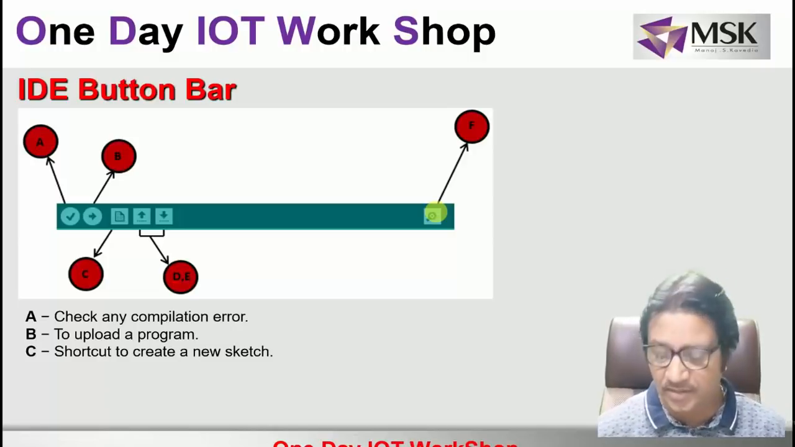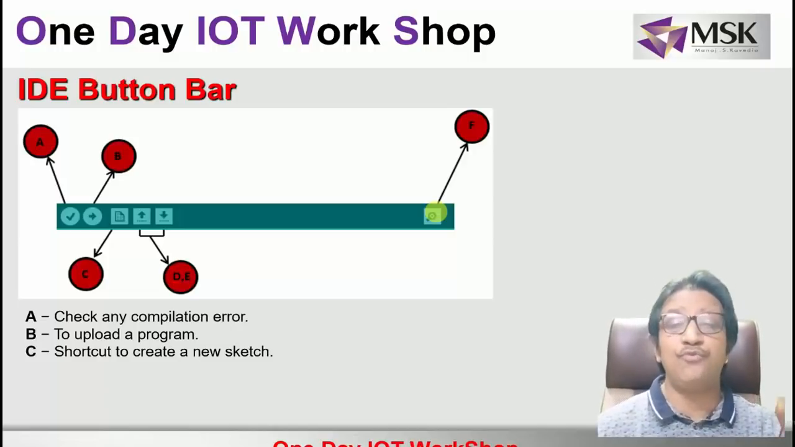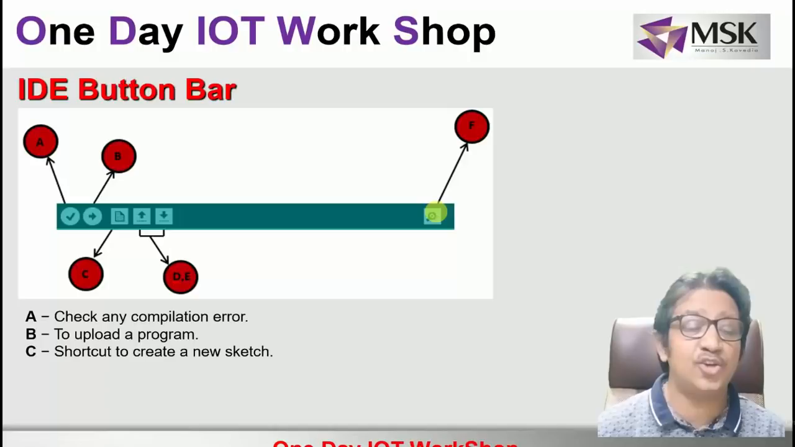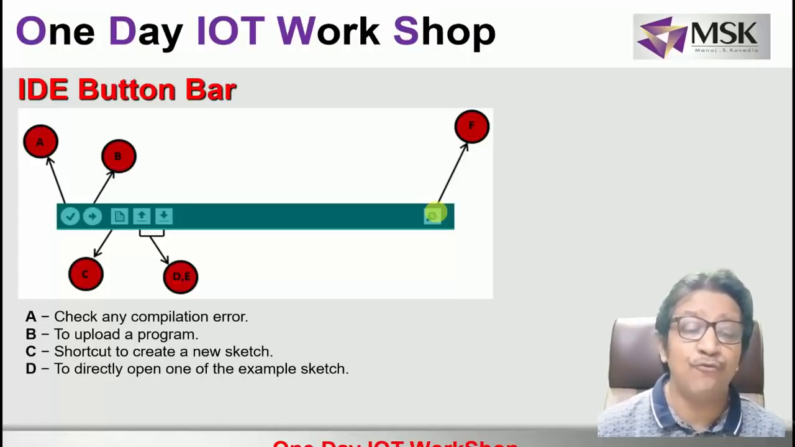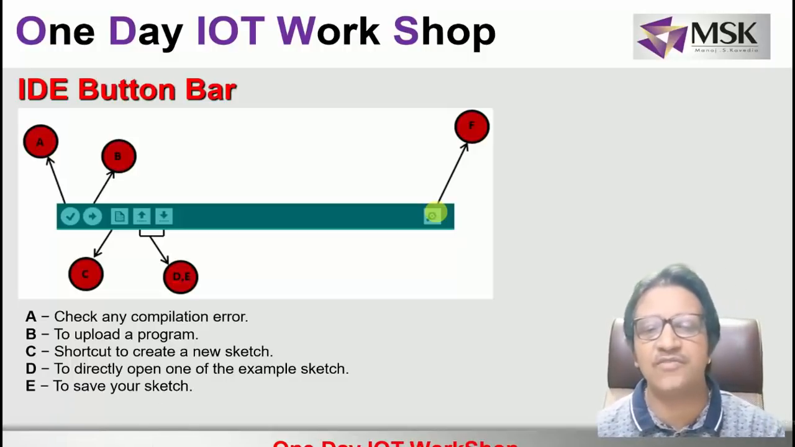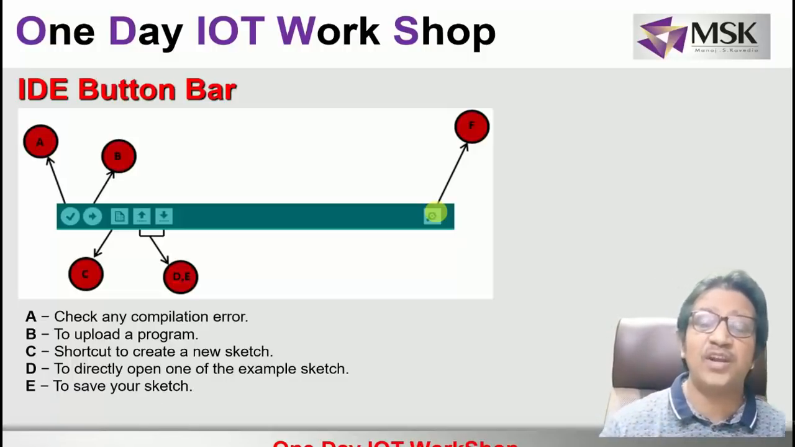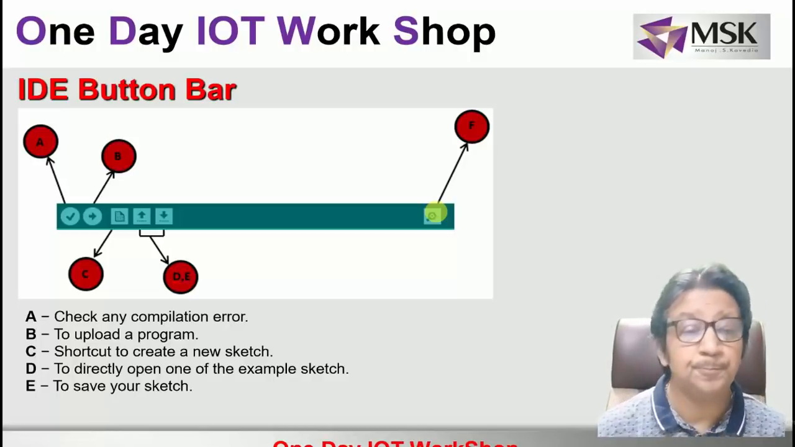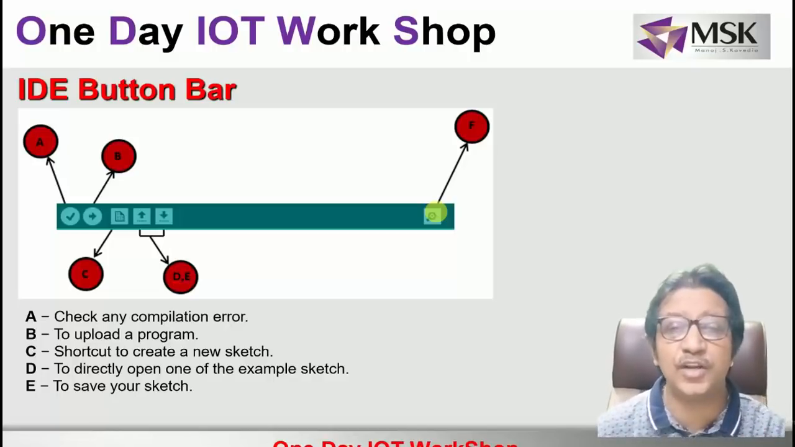So I hope friends this total menu is clear to you. First is to check the compilation error. Second is to upload. Third is to create a new sketch. Fourth is to open the existing example, and fifth, that is E, is saving the sketch, and finally F1 is for the serial monitor.